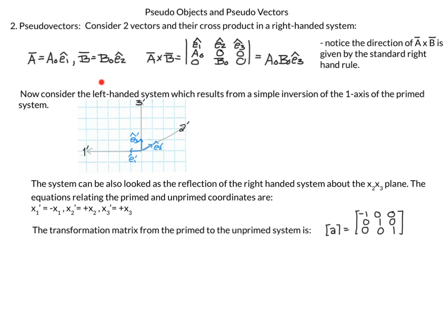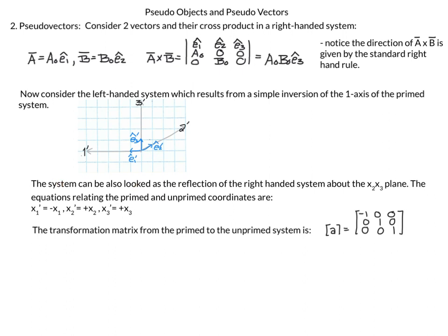And now I want to consider a left-handed system. So in this case, again, remember we can only get a left-handed system if we do a reflection. So now our one basis vector, 1 prime, is going to go in the opposite direction as our previous 1 vector is. So our E1 is in this direction, E2 is the same, and E3 is the same.